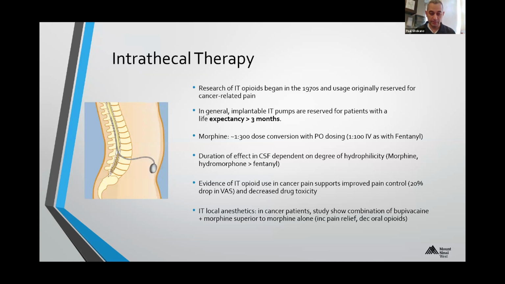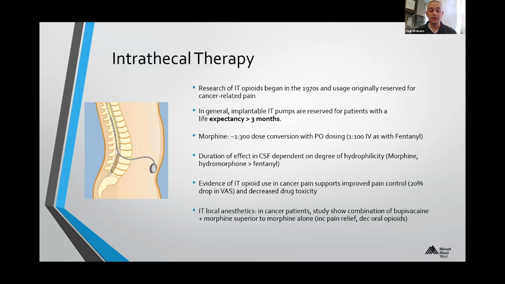The final thing I would want to mention is intrathecal therapies for chronic pain. Research of intrathecal opioids began in the 1970s and was usually, and still is usually, reserved for cancer-related pains. Patients generally need a life expectancy of greater than 3 months for this to be a technique that may be helpful for patients.